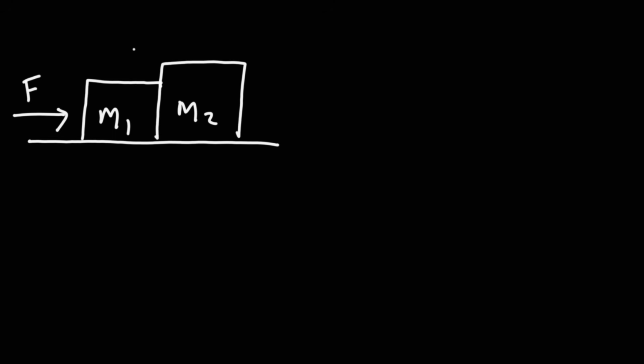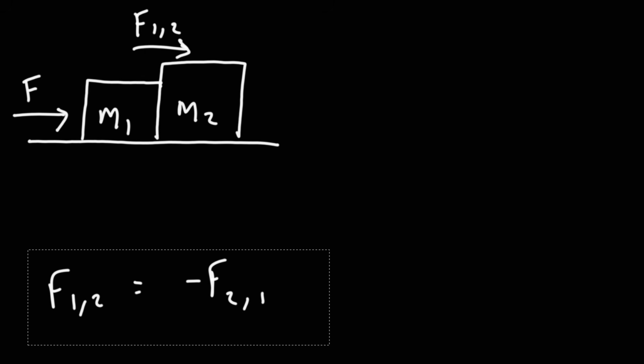Now in this problem, we want to calculate the contact force, the force that m1 exerts on m2. Now this is equal to the force that m2 exerts on m1, based on Newton's third law: for every action force, there is an equal but opposite reaction force. So the force that box 1 exerts on box 2 is going to be equal in magnitude, but opposite in direction to the force that box 2 exerts on box 1. So just keep that in mind.